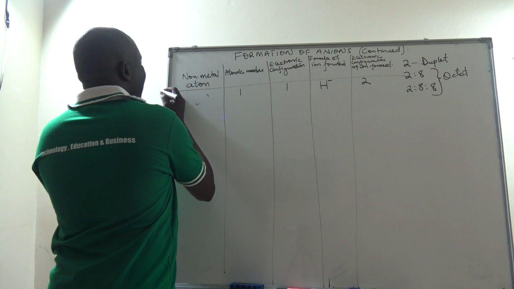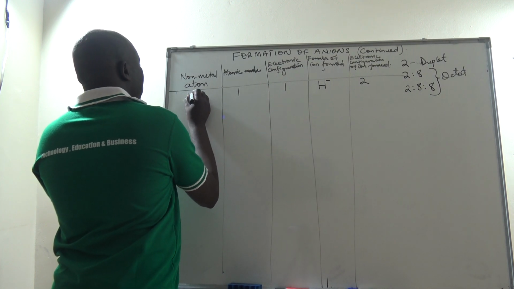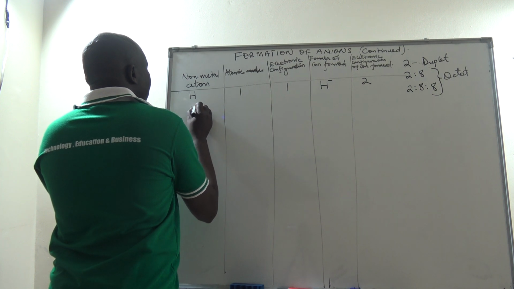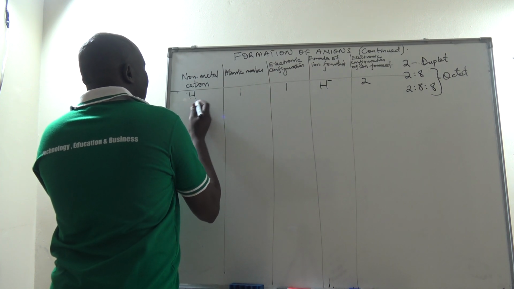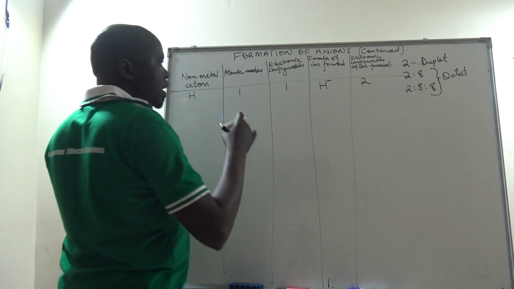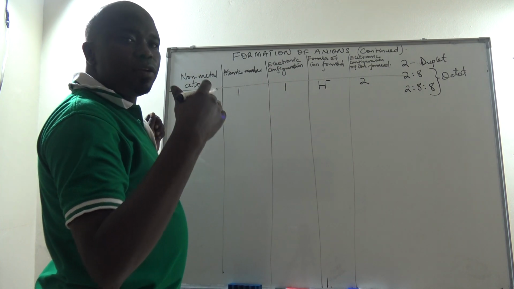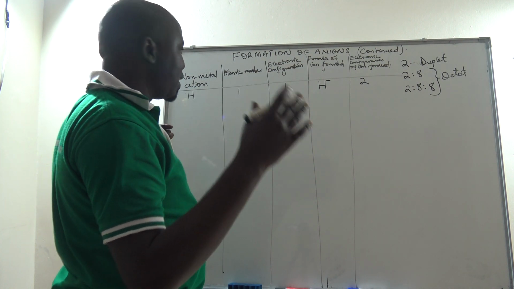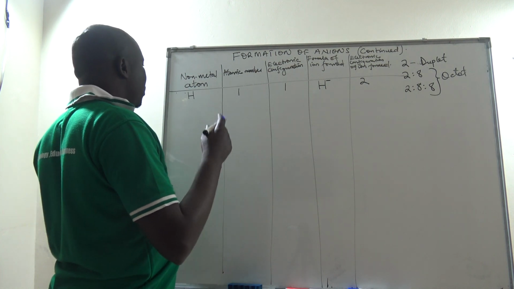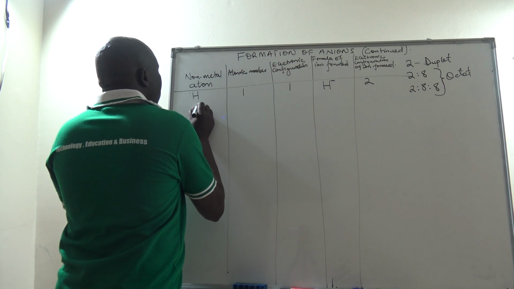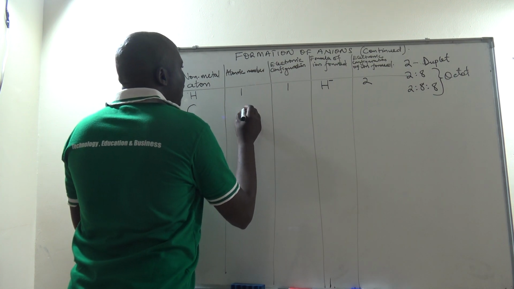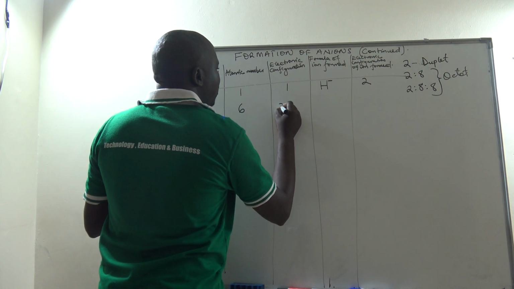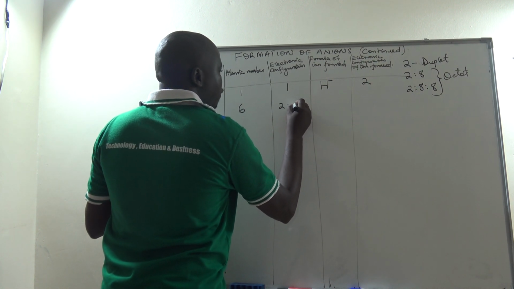The next element, this one is hydrogen. Let me use the chemical symbols. The next element is, helium is not among them because a helium atom is an inert element. In this case, it is an atom of an inert element, so we don't put helium. We go straight to carbon. Carbon has atomic number 6. The electronic configuration is 2 to 4.